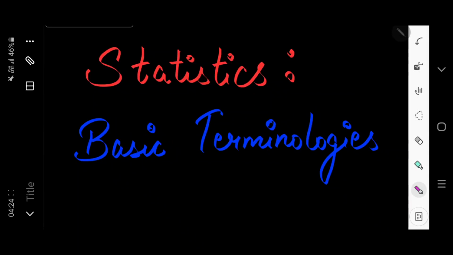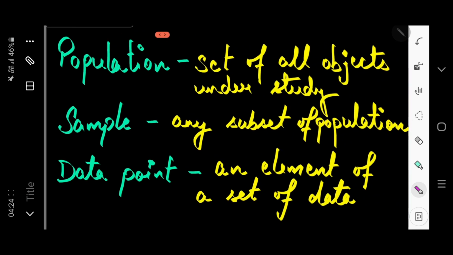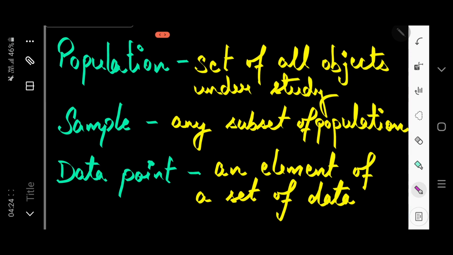Today in this video I'll be talking about some basic terminologies under statistics. So let's start. First is population. What is population? It is the set of all objects under study. What is sample? Any subset of population is known as sample. And what is a data point? It is an element of a set of data.